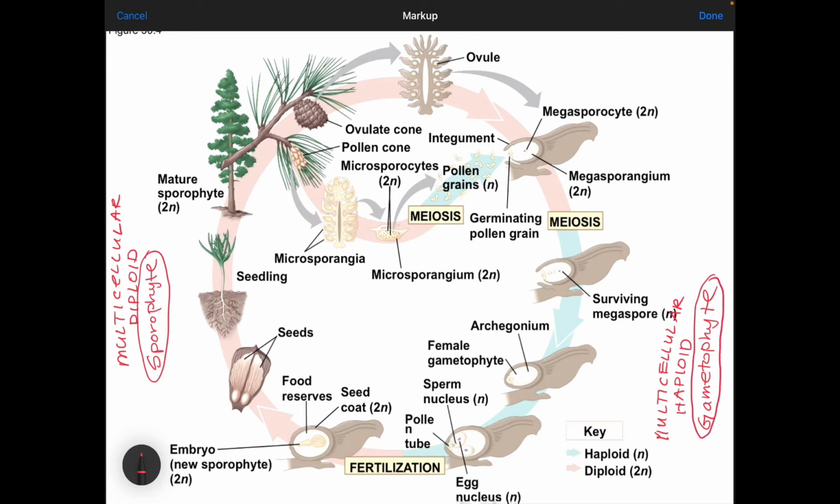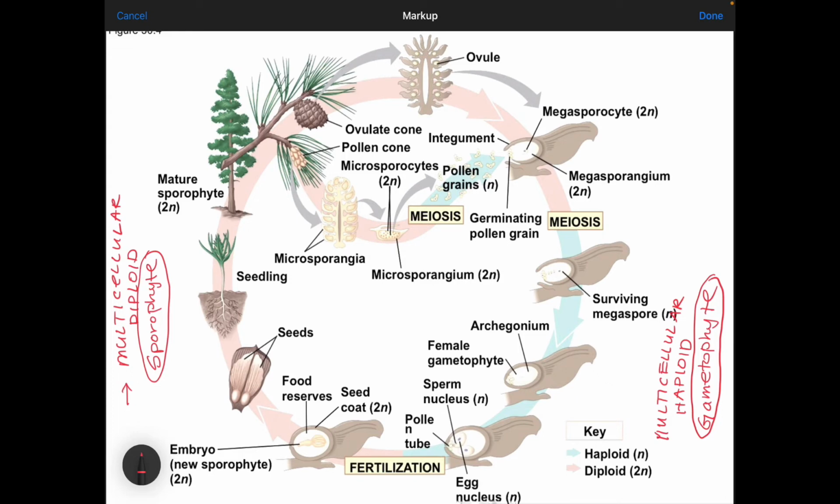Now, I'm not going to do animal life cycle on here, but the main thing to remember about animal life cycle is that we have a multicellular diploid stage, but we do not have a multicellular haploid stage. We go from meiosis straight into fertilization. We don't have a mitosis stage in between there.